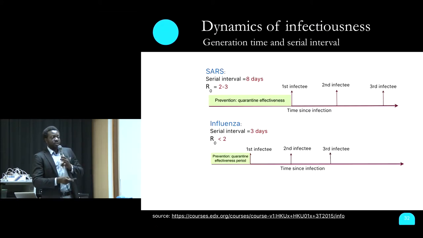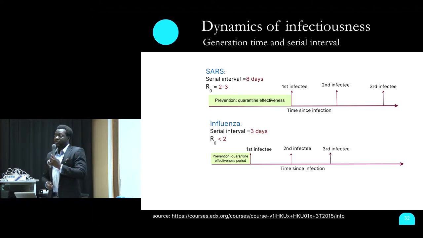Here we have two scenarios, one of SARS and one of influenza. You can see that the serial interval of SARS is 8 days, while the serial interval of influenza is only 3 days. This means that influenza transmits more rapidly than SARS. And it's much easier to control SARS when we implement quarantine or isolation of cases than it is for influenza.